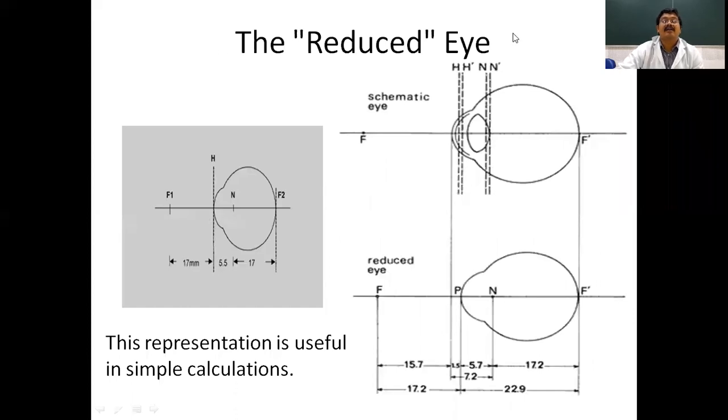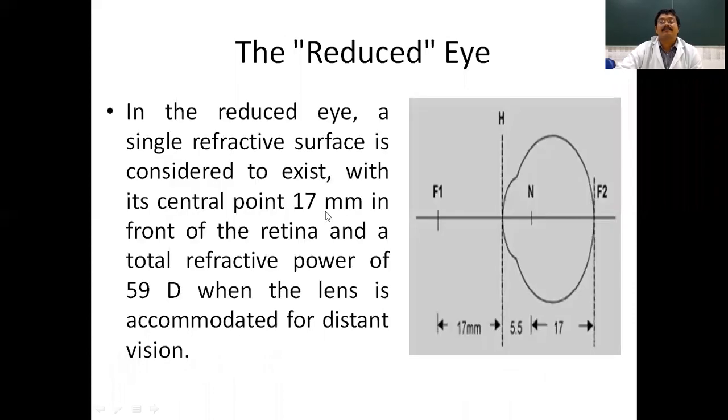This is the diagram of the reduced eye. This is a schematic eye, and the reduced eye is used for simple calculation where you have only a single refractive surface, with a nodal point 17 mm from the retina. The reduced eye is a single refractive surface considered to exist. It has a central point, the nodal point, 17 mm from the front of the retina, and the total refractive power of this reduced eye is 59 diopters.